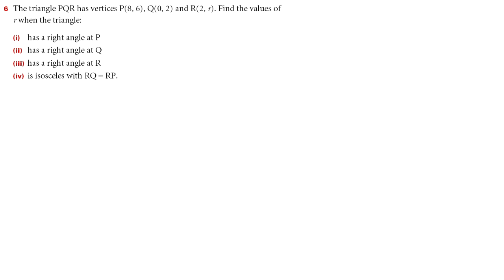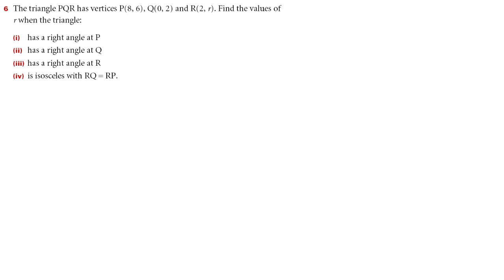which means the gradients of those two lines are perpendicular, and you can take one as the negative inverse of the other, or you can say they multiply to -1. Right, so we're working with the gradients of the lines between the corners.